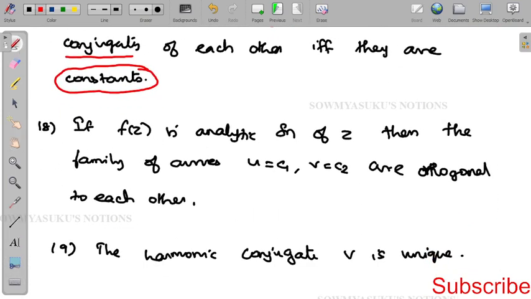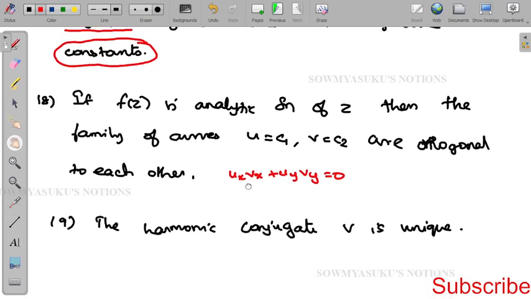Then the 18th one. If f is an analytic function, then the family of curves u equal to constant and v equal to constant are orthogonal to each other. The condition is ux vx plus uy vy is equal to 0. So if a function is analytic, then the family of curves u equal to c1, that is constant, and v equal to c2 are orthogonal to each other. That is, u and v satisfy this condition.